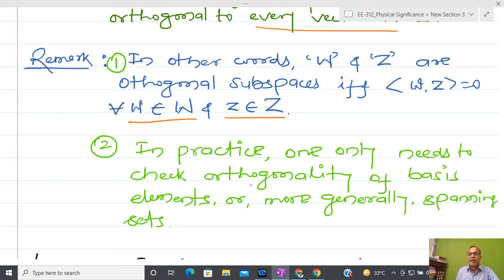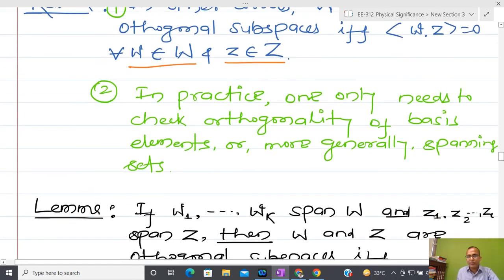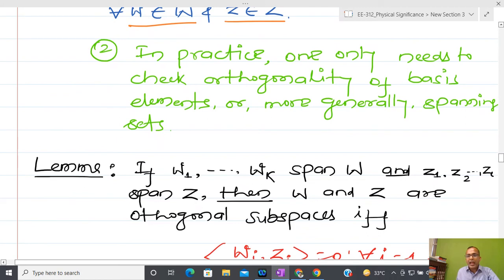So here what I have to do, I have to see the basis vectors of both spaces, and after that we have to check all possible combinations and their inner products. If that is equal to 0, then I can tell that the two subspaces are orthogonal to each other. Okay, so whenever we are checking, we are doing the same kind of thing.